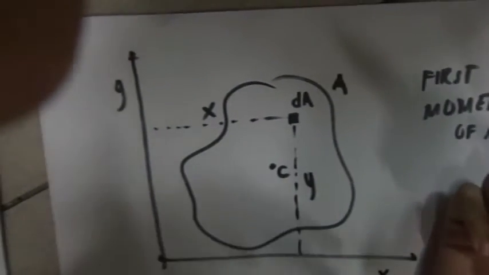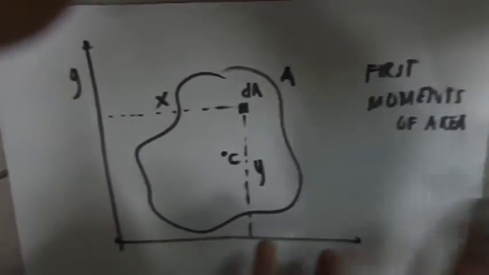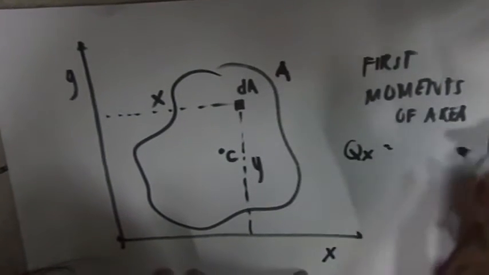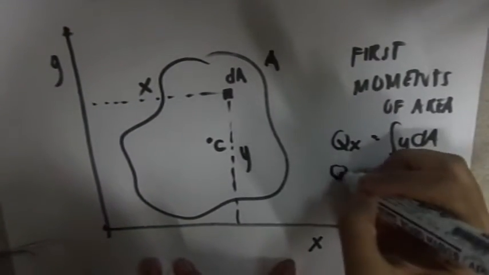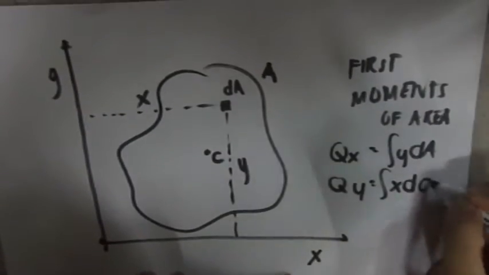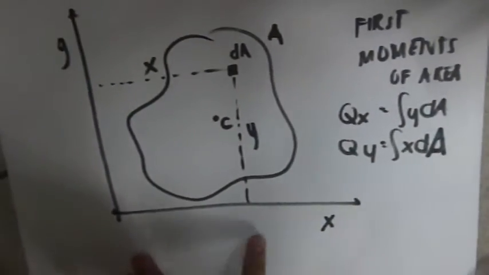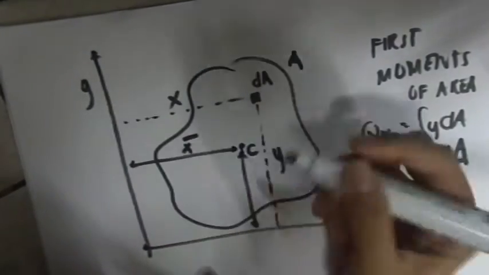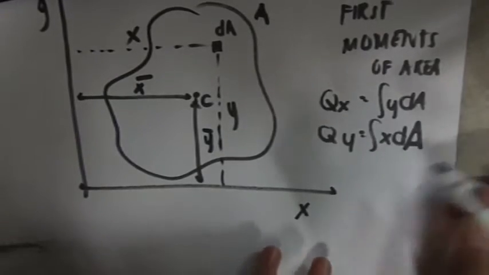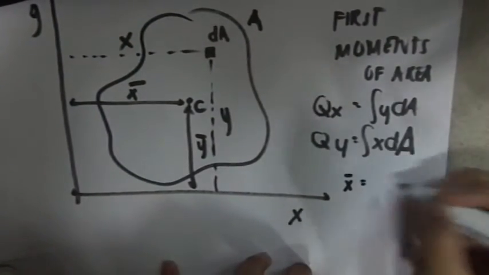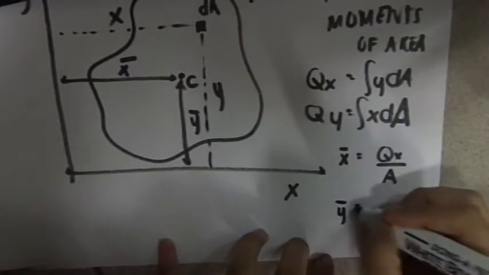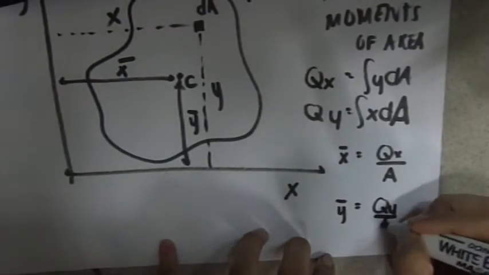In order to get the first moment of area, we must integrate y dA and x dA. So let's call them Qx, the integration of y dA, and Qy, the integration of x dA. Then we will be able to obtain Qx and Qy. And to get the centroid, which is placed on the x bar and y bar coordinates, you use the formula: x bar is equal to Qy over the area, and y bar is Qx over the area.